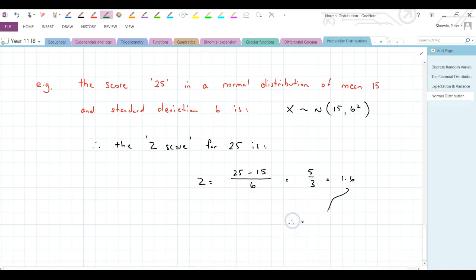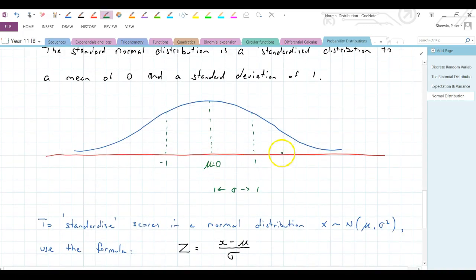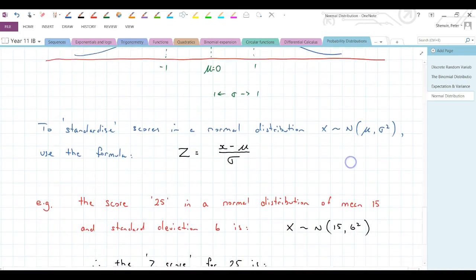So the interpretation is 1.6 standard deviations above the mean. Okay, you can imagine if we standardized a score here that was less than 15, we would have a negative result, and it would just give us an indication. 1.6 standard deviations above the mean. So in this spread, it's up here somewhere. This is the score 25 in this spread where the mean is 15 and the standard deviation is 6. So it's a pretty useful score, the Z score.